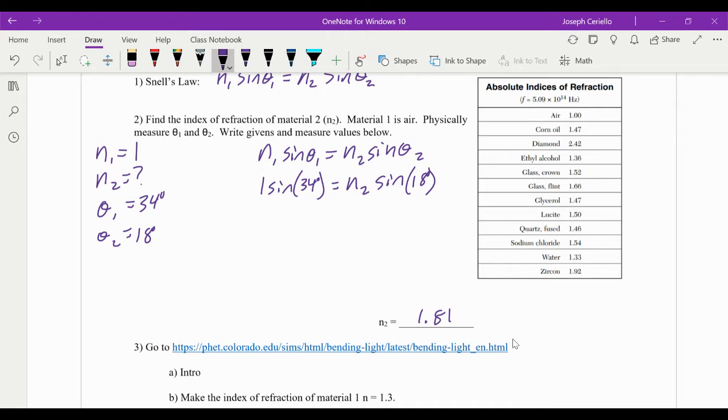Looking at these, just make sure you have the degree symbol on your angles here because that is a unit. Just don't forget to make sure your calculator's in degrees mode. Very important. So work through the calculations here. I'm not going to show every step, but you should end up getting n2 equals 1.81.